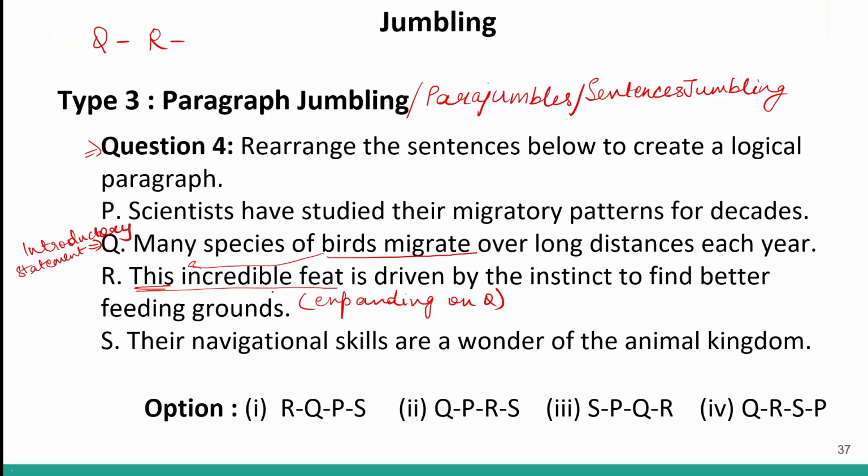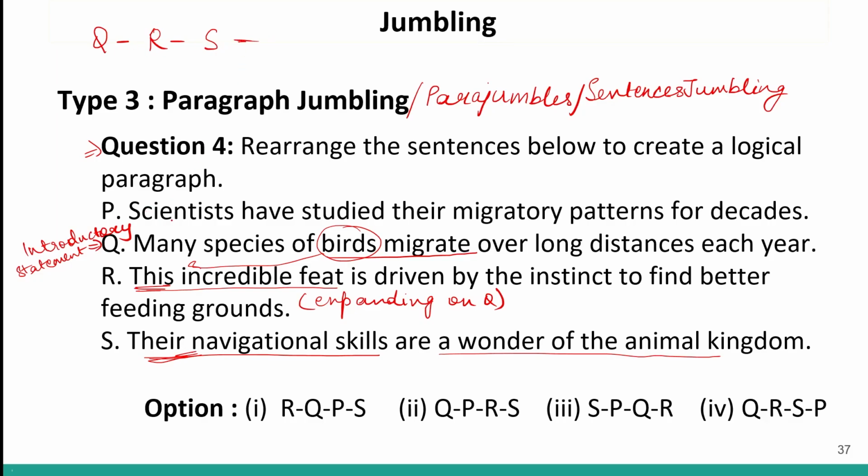Correct? Now, this incredible feat is driven by the instinct to find better feeding grounds. Now, their navigation skills are a wonder of the animal kingdom. So, whose navigation skills? Birds' navigation skills. Correct? This will be after Q, because we introduced the idea of Q over here. Then we immediately expanded through R, and then there means birds' navigation skills. So logically, S will come after R.